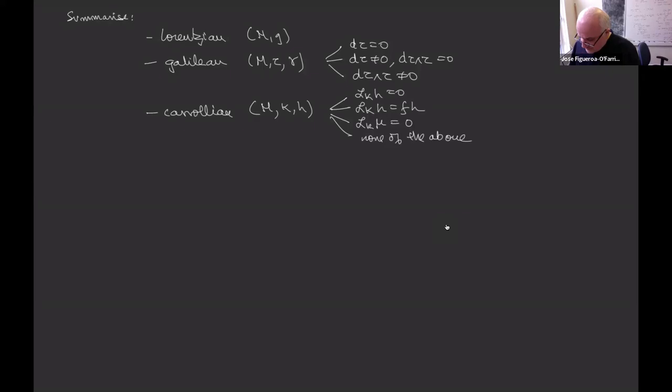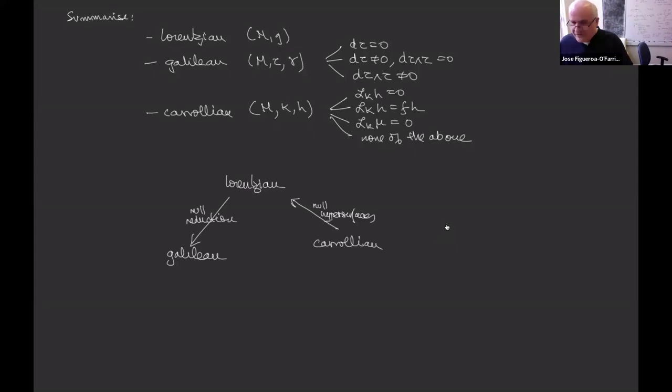And then I mentioned that in a way you can relate these things. If you have some sort of Lorentzian geometry, you can get Galilean geometry by null reduction, and you can embed null hypersurfaces with Carollian geometries. So you have this kind of duality, if you want.